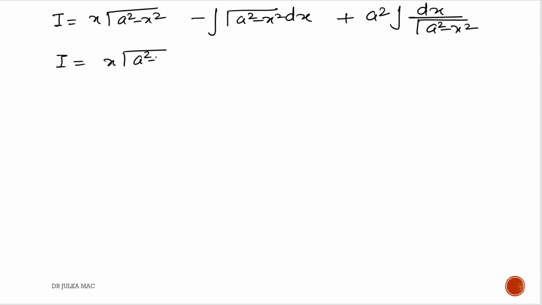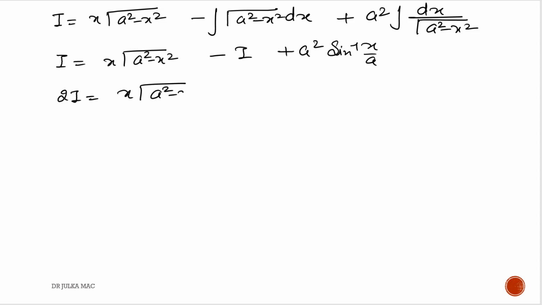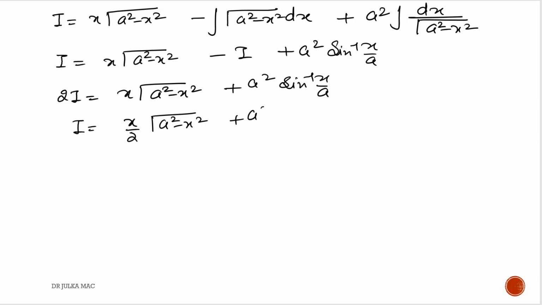The question repeats, put equals to I. And the integration of the last part is sine inverse x upon a. Now I plus I is 2I. So 2I equals x into the root of a square minus x square plus a square sine inverse x upon a. Divide by 2 both sides and we will get I equals x upon 2 into the root of a square minus x square plus a square by 2 sine inverse x upon a plus c.